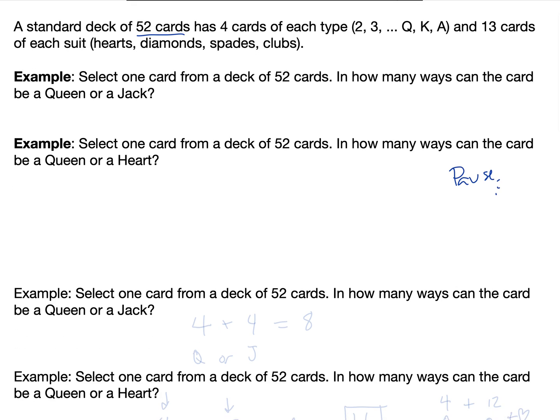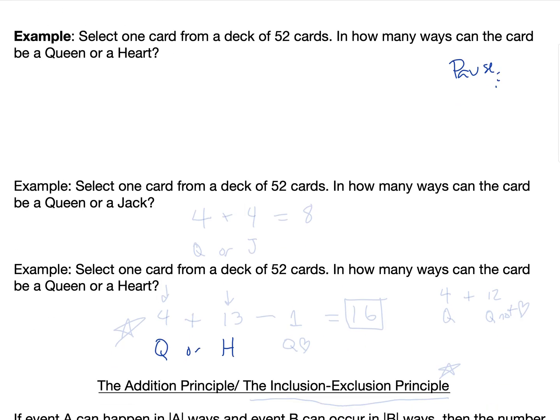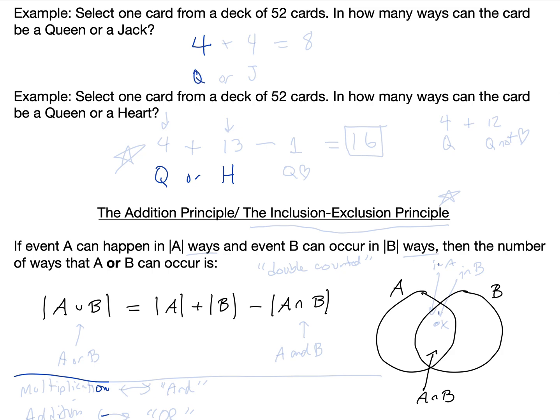Okay, in how many ways can the card be a queen or a jack? Well, there are 4 cards that are queens, and then there are 4 cards that are jacks, and in total there are 4 plus 4, there are 8 cards that are queens or jacks.